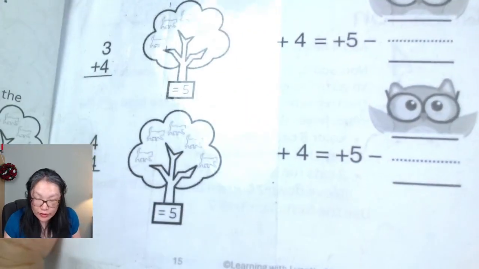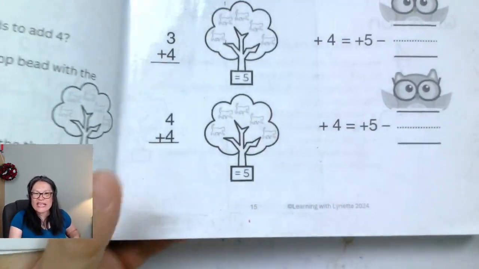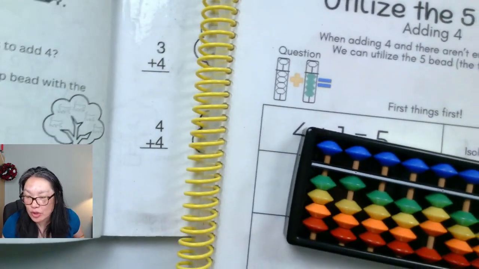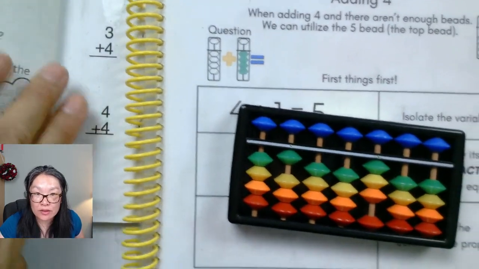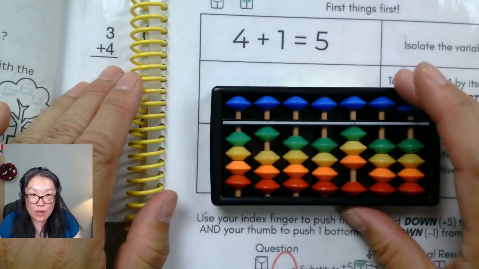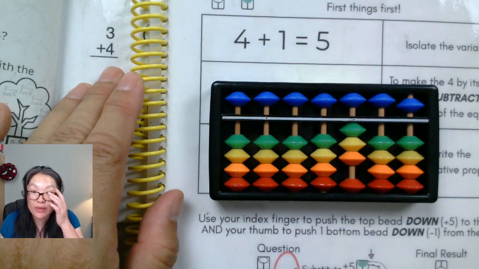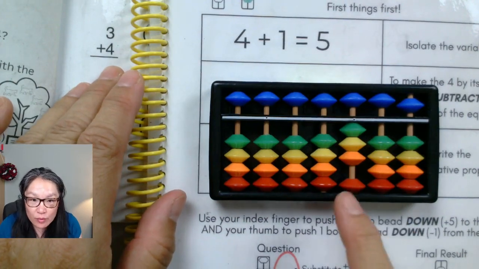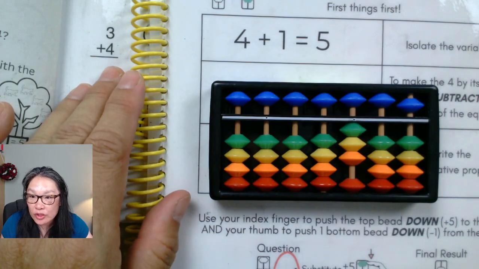Here's my question. 3 plus 4. That's so easy. It's easy, but I'm showing you the fundamentals, right? What I want to do is show you the fundamentals. Why are we doing this? Well, I don't have any more beads to add the 4. If I don't have any more beads to add the 4, what am I going to do?